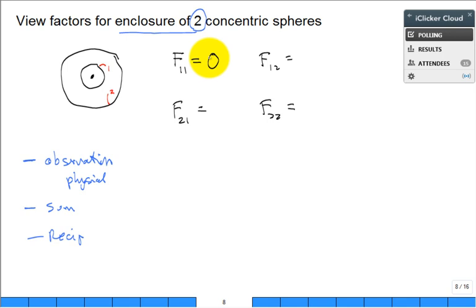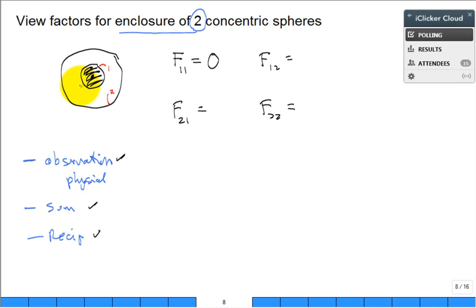A lot of people were able to say 1 to 1 is 0. How did they do that? By observation, summation rule, or reciprocity? Which one? Observation. Surface 1 is like a solid sphere here, and the radiation is happening in the annulus region between the two. Can the photons leave 1 and hit 1? No. Is surface 1 concave or convex? Convex. Hey, I'm trying to help you with your math.